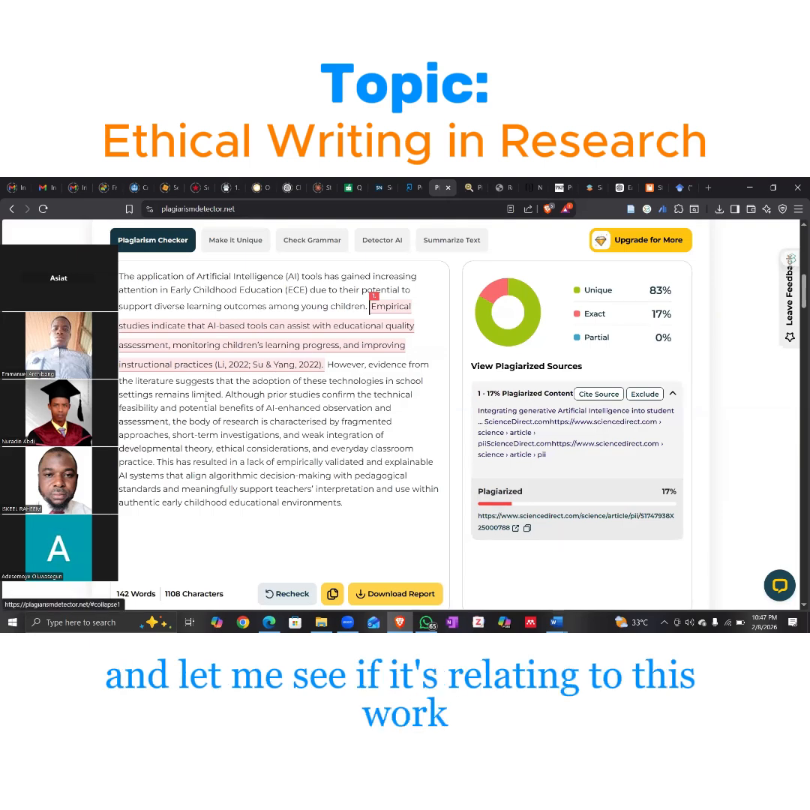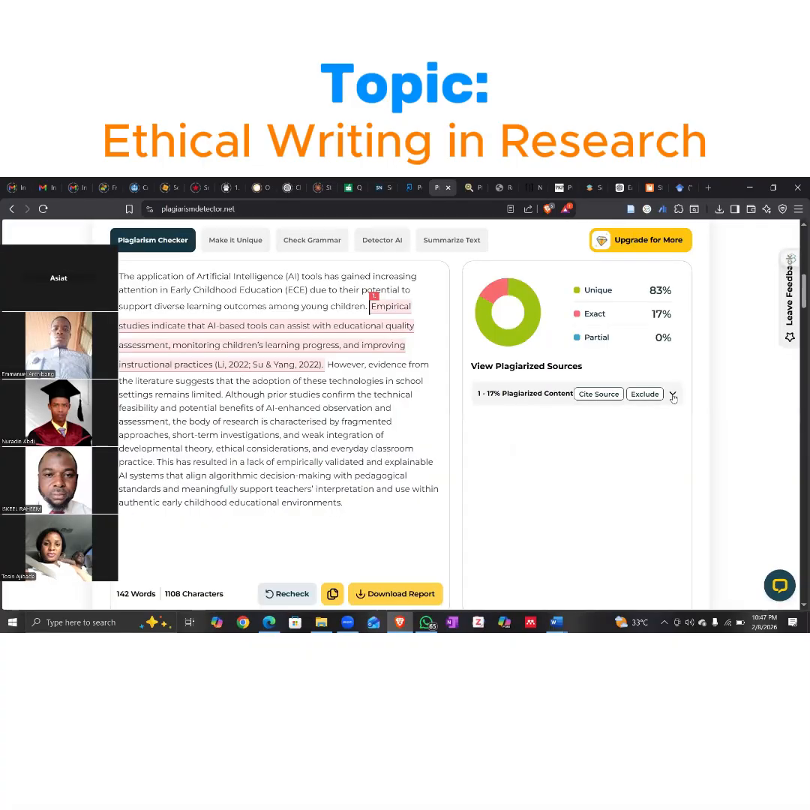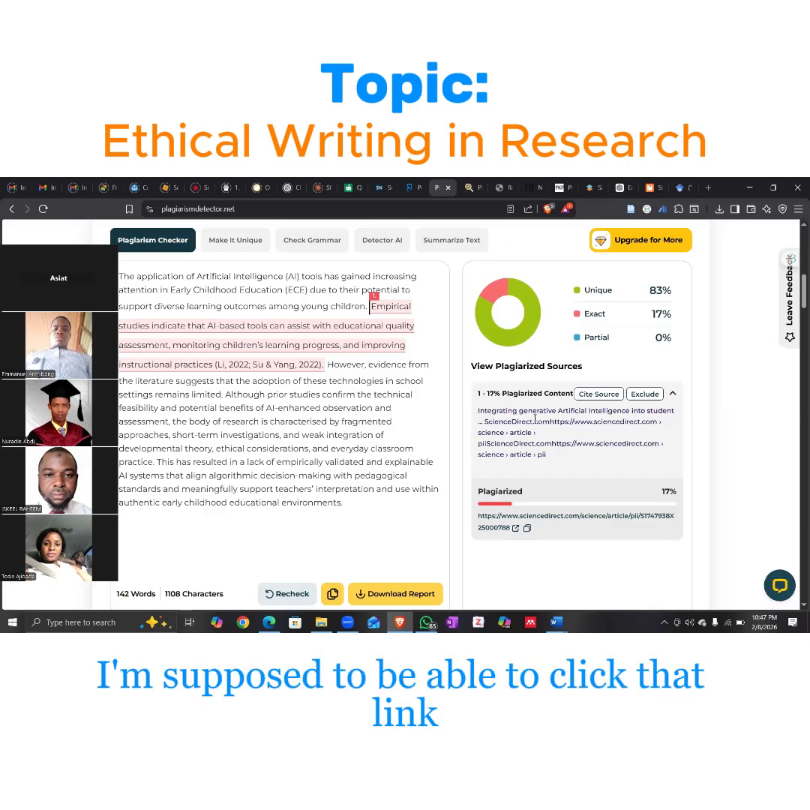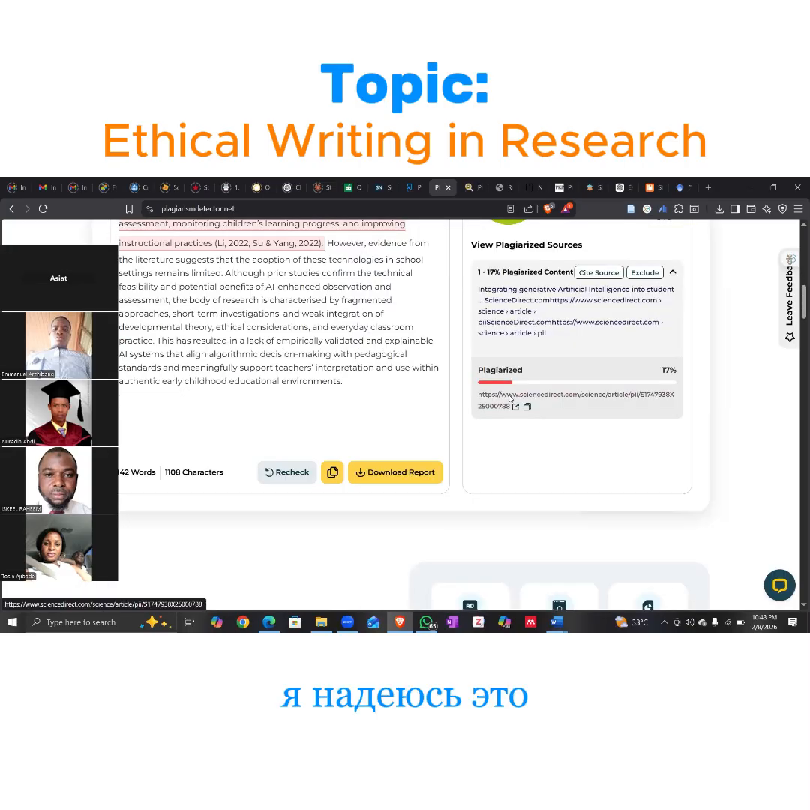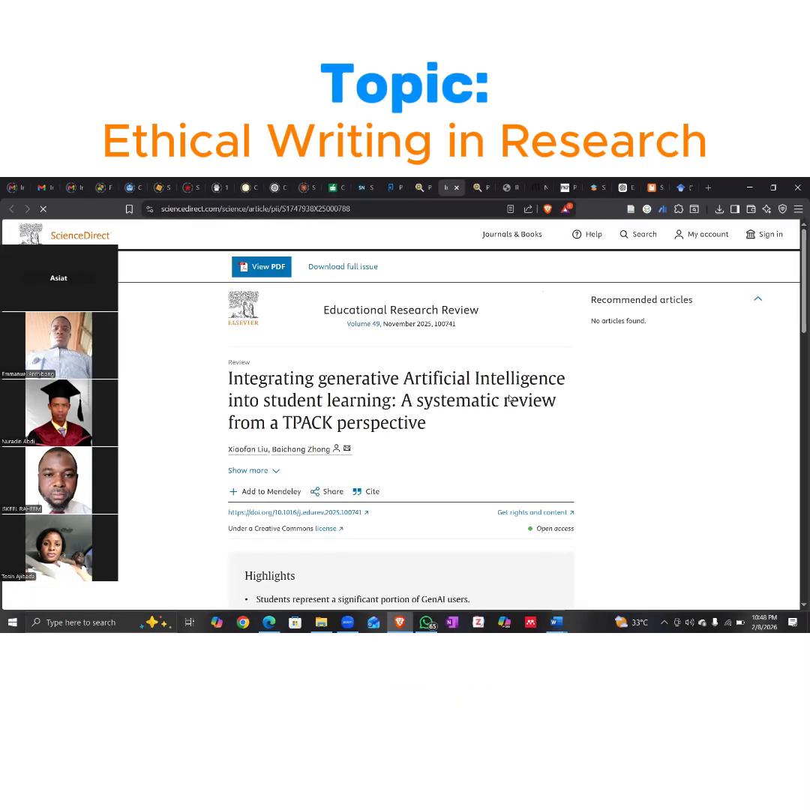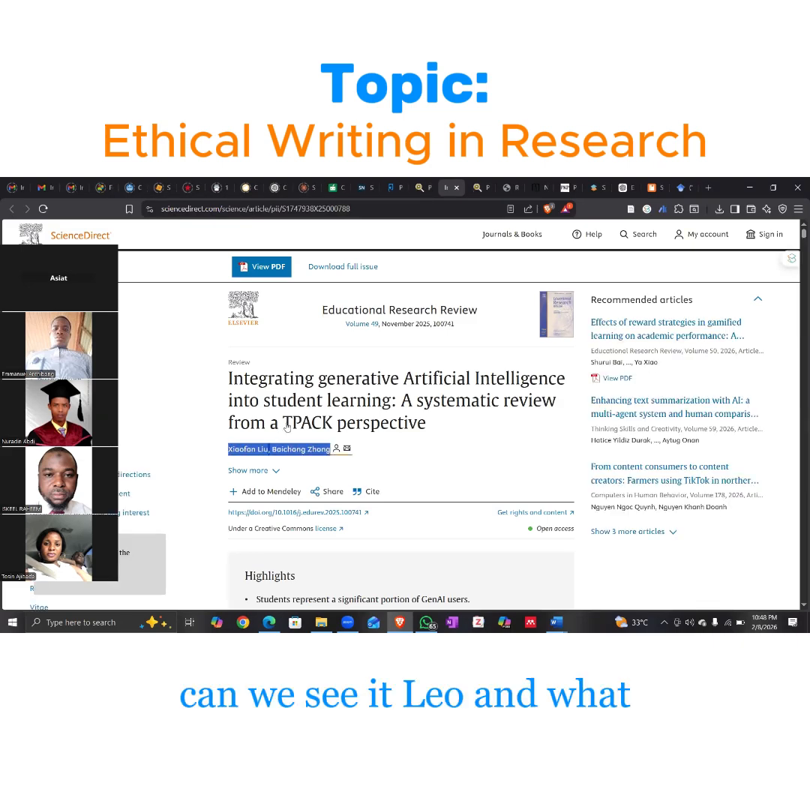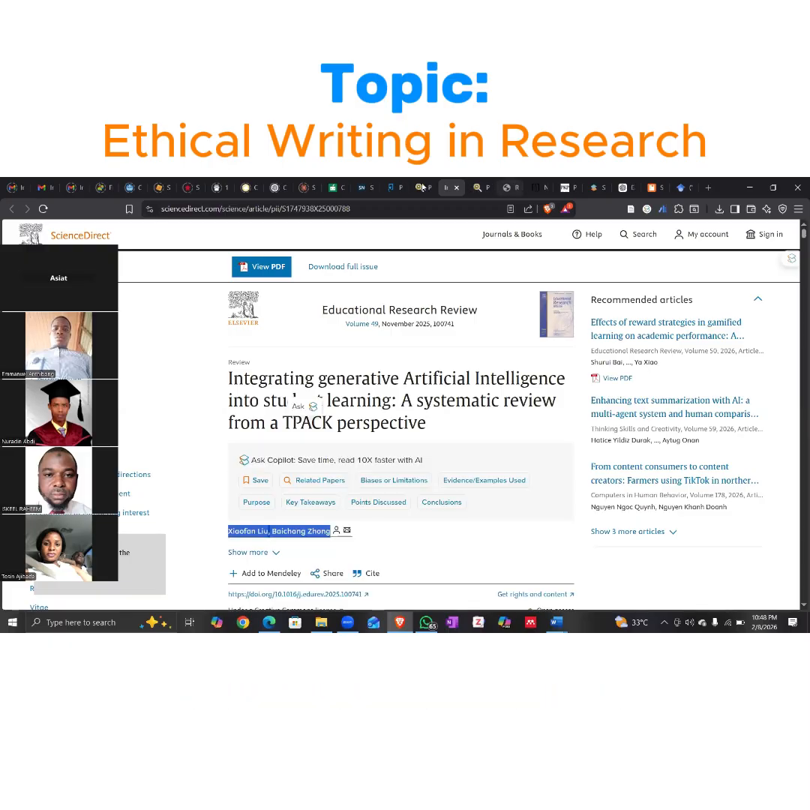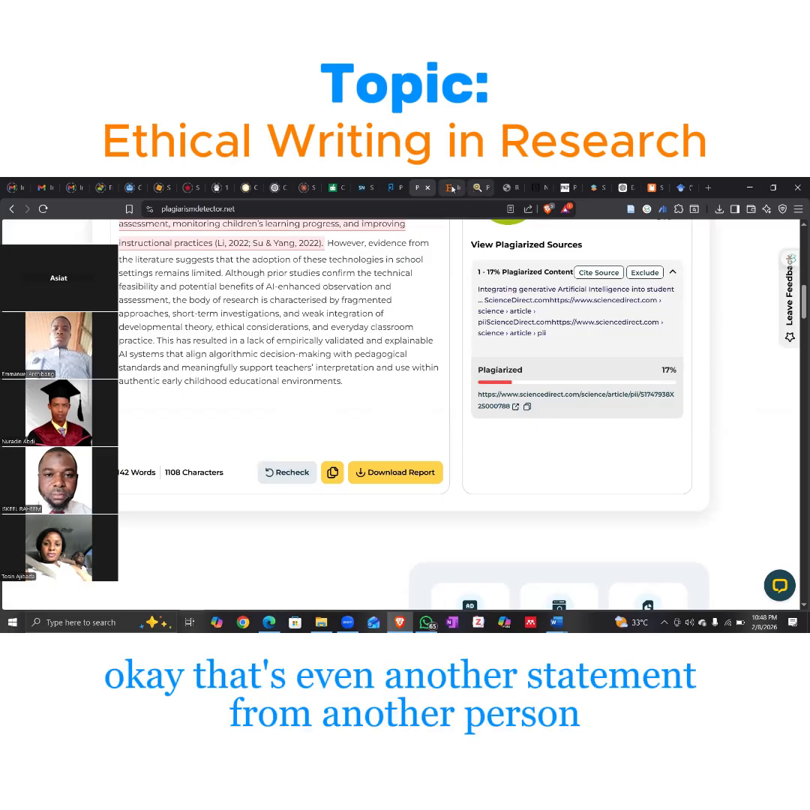This one says the content that is plagiarized is 17%. And let me see if it's relating to this work, these two words. I'm very sure it's relating. It's supposed to load now. I'm supposed to be able to click that link. Okay, I think this is it. As you can see, it gets it correctly, exactly. Can we see it? Leo and what? Leo 2022. Okay, that's even another statement from another person.